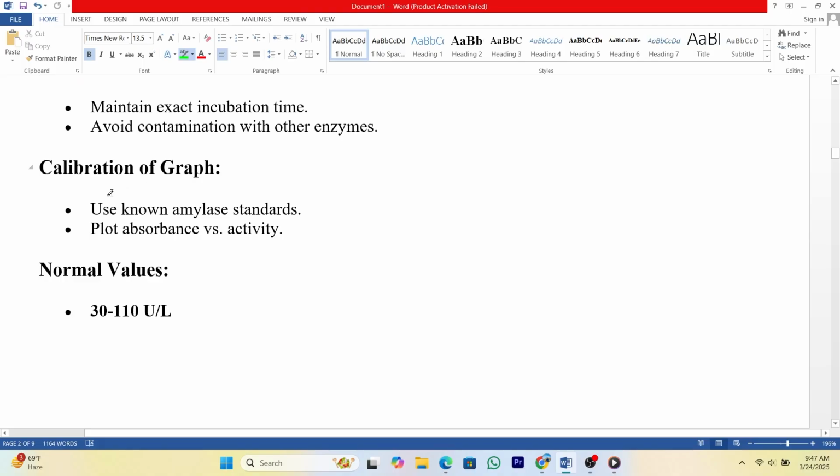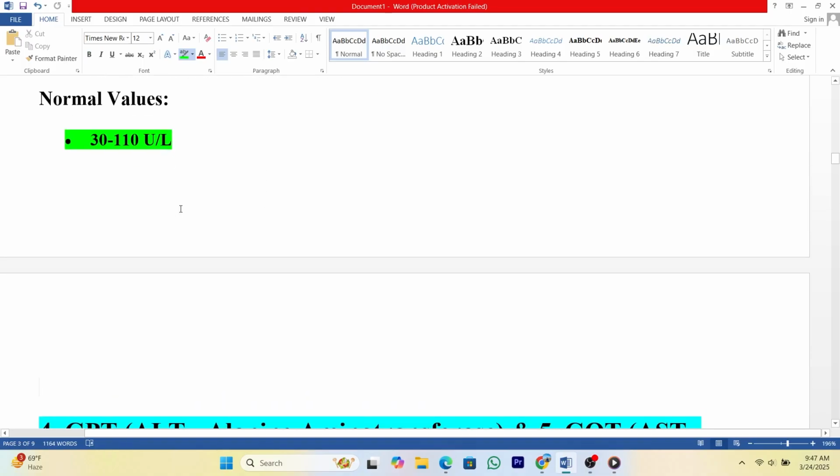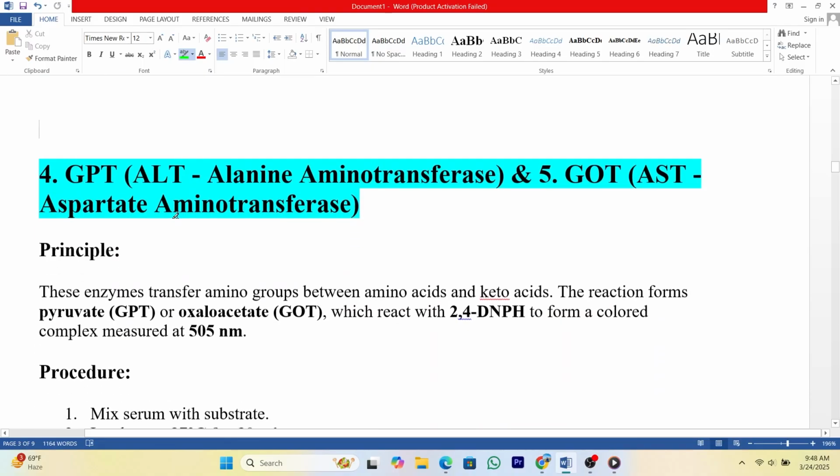Calibration of graph. Use known amylase standards. Plot absorbance versus activity. Normal values. 30 to 110 U/L.